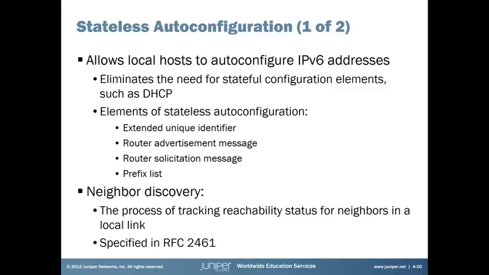We use router advertisements and router solicitations to communicate and to assign the prefix, which is the network number, and to instruct the host to create this extended unique identifier. And of course, we have a prefix list, which is our network number. We also have the neighbor discovery process, which I mentioned earlier, the process of tracking reachability status of neighbors on a local link. This process uses the link local address. So it is really the link local address that's integral to the neighbor discovery process.